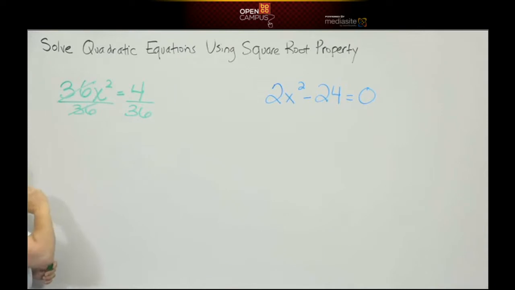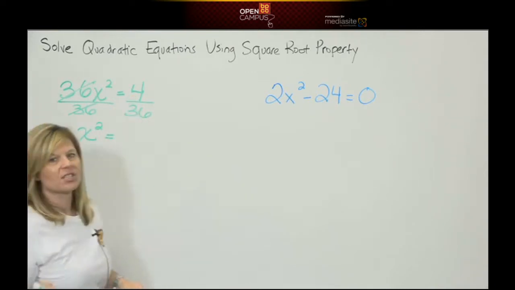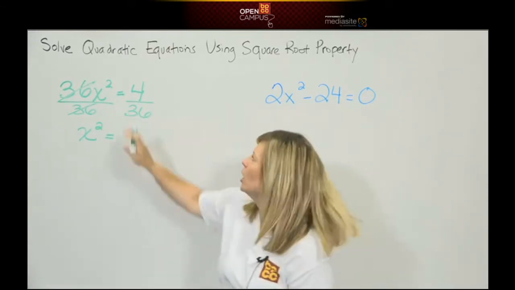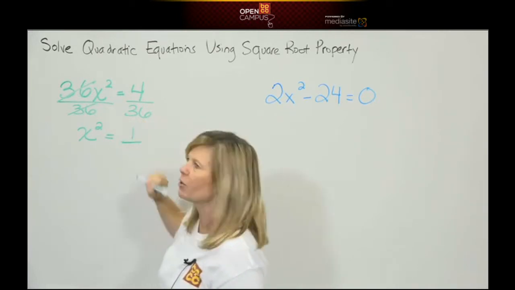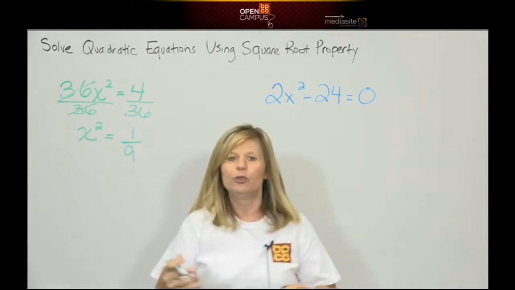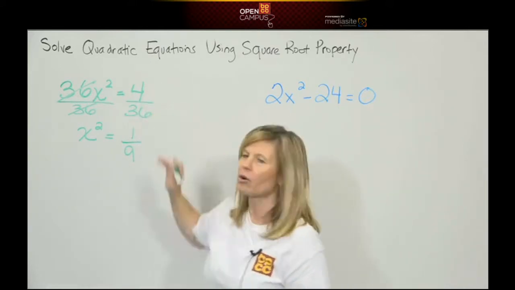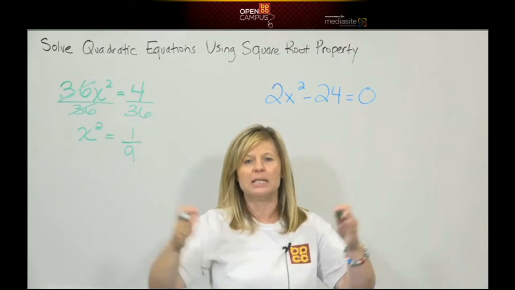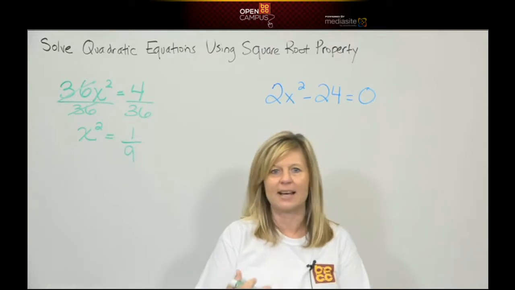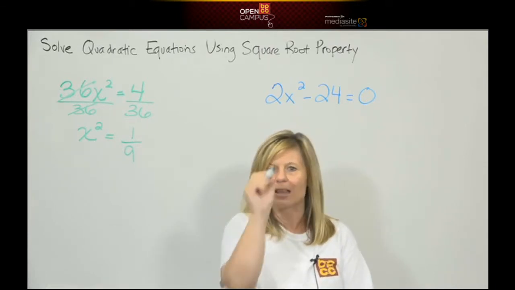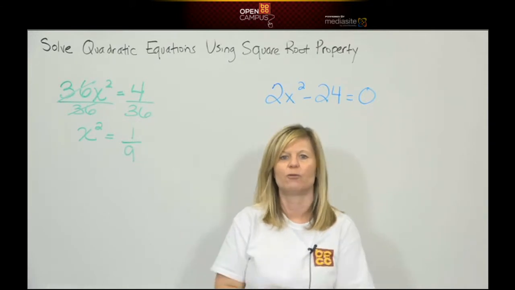36 divided by 36 cancels out. That leaves us x squared. 4 over 36 is a fraction, but it's not in lowest terms. The greatest common factor here is 4. So 4 divided by 4 is 1. 36 divided by 4 is 9. Do not feel the need to go get a calculator. If you type 4 divided by 36 in a calculator, it's going to spit you out a decimal that repeats. And in higher math, we do not like decimals that repeat. We don't like to write them with a little bar. So we'd rather have all our solutions in fraction form, in rational form.